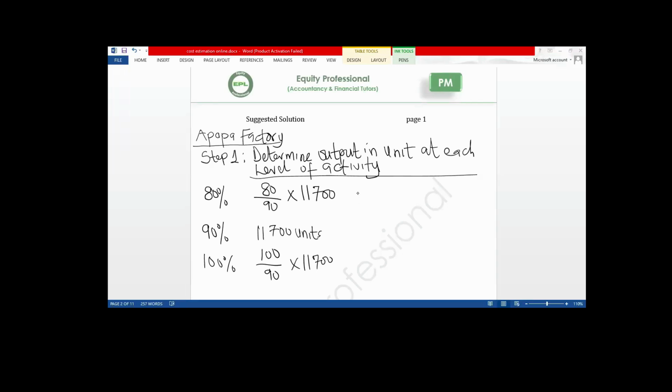What do you have here, please? 10,400 units. Here, this still remains 11,700 units. Then at 100%, what do we have, please? 13,000 units.